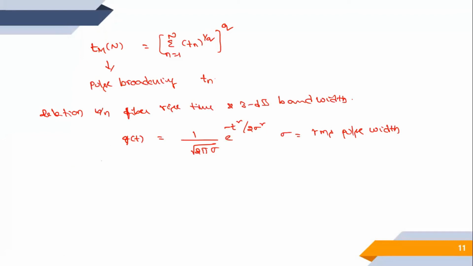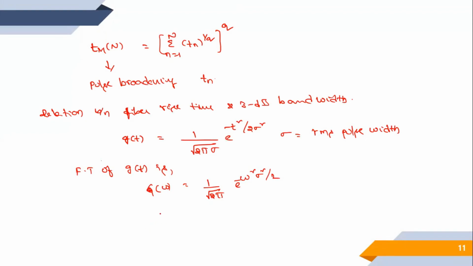The Fourier transform of this function g of t is g of omega is equal to 1 by root 2 pi e to the power minus omega square sigma square by 2. I am not calculating here, you can try. So g of omega is equal to 1 by root 2 pi e to the power minus omega square sigma square by 2. Okay.